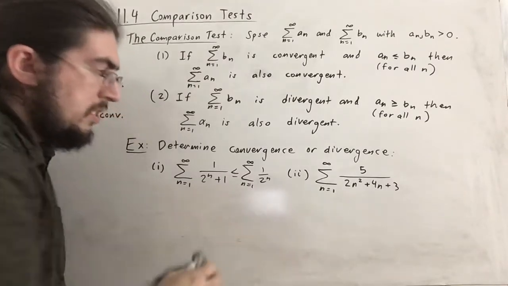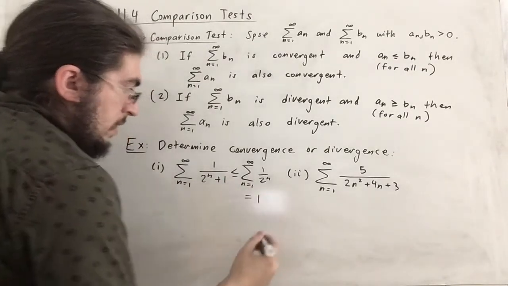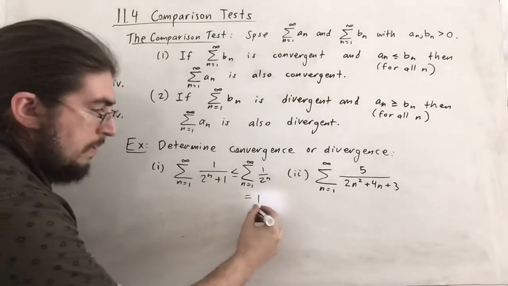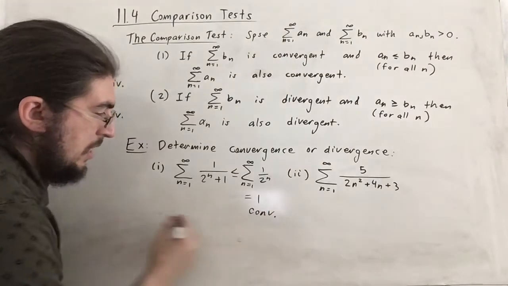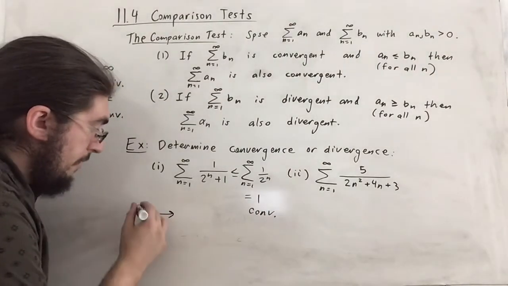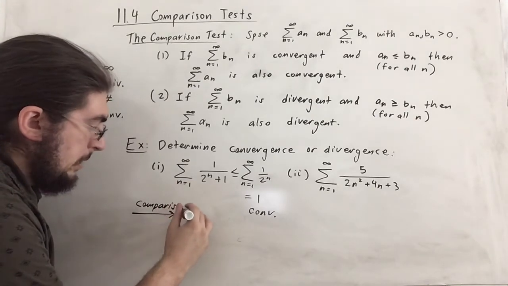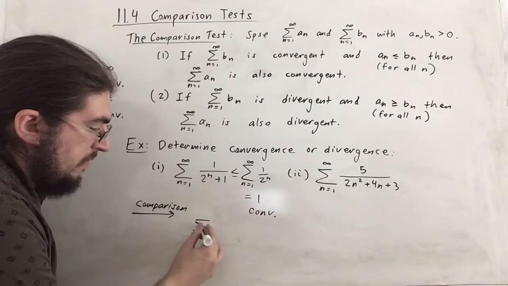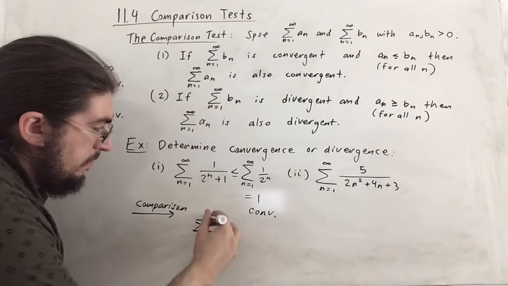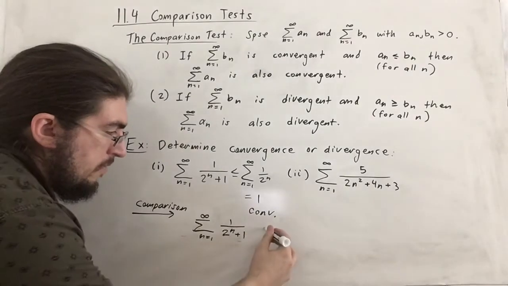So we know this much is true. We know this equals 1. So this series must be less than 1. Doesn't really matter what it's less than. Just as long as it's less than something that converges, then this will imply by comparison that the sum from n equals 1 to infinity of 1 over 2 to the n plus 1 converges as well.